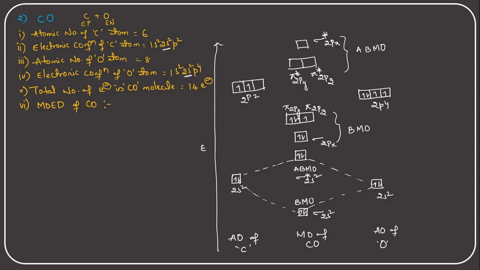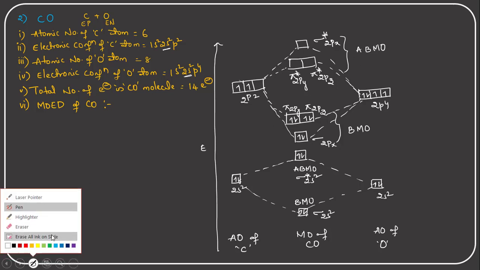So first half fill, then full fill, and just connect with the dotted lines in bonding and anti-bonding molecular orbitals with the atomic orbitals of carbon and oxygen. So, this is the molecular orbital energy level diagram of carbon monoxide.